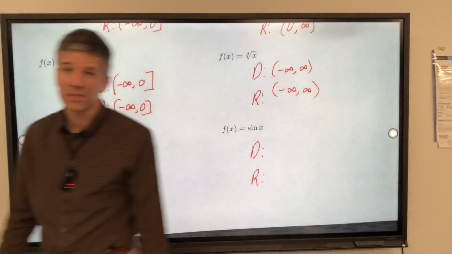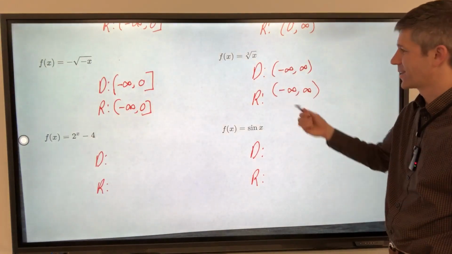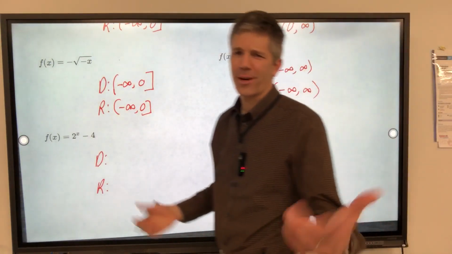And that's good to know for some of these parent functions. This is a parent function. And it's a parent, haha, but its domain and range are. Bad grammar, sorry.